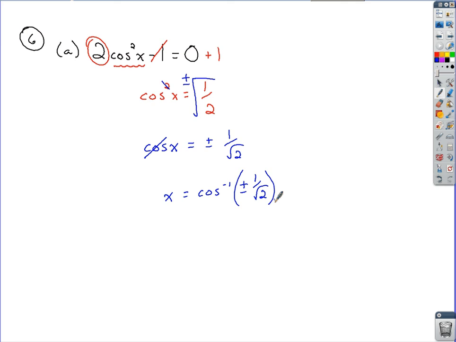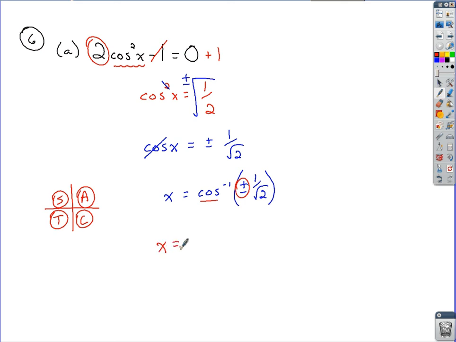Now, applying what I know about inverses, the first thing I do is I consider these signs right here. Since it's plus or minus and we're talking about cosine, that means we could be working in any quadrant, because we've got our positive cosine quadrants here, we've got our negative cosine quadrants here. So we're going to have 4 potential answers for what x can be.